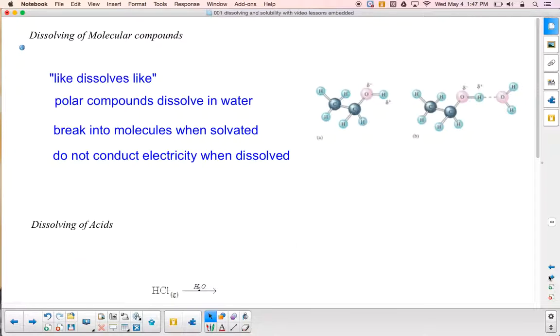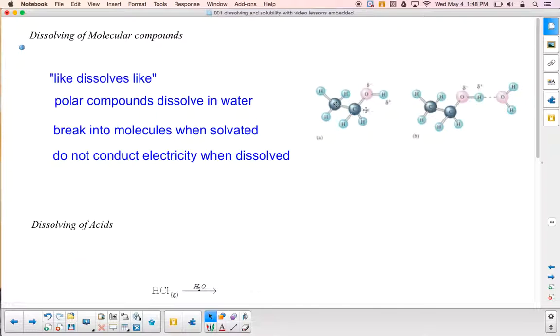When we talk about molecular compounds, we know how these dissolve. We remember our rule, like dissolves like, which means polar compounds can dissolve in water, nonpolar compounds cannot, because water is a polar compound. We know that when molecular compounds dissolve, they break into molecules when solvated, so these molecules aren't going to fall apart, and they don't conduct electricity when they're dissolved.